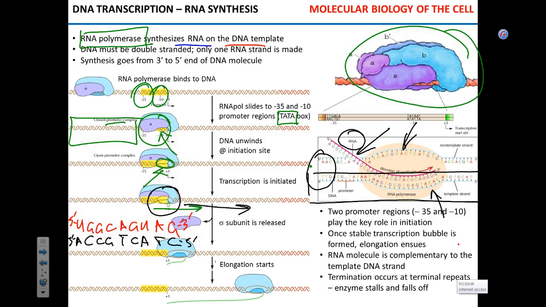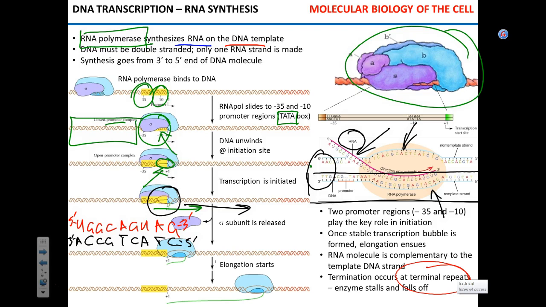Does that make sense? So RNA polymerase makes a run, produces the transcript, and when it encounters so-called terminal repeats at the end of the gene, the enzyme starts to stall and eventually falls off. Transcription's over. Does that make sense? That's the pretty basic idea of prokaryotic, well, bacterial transcription. Any questions before we go for a break?